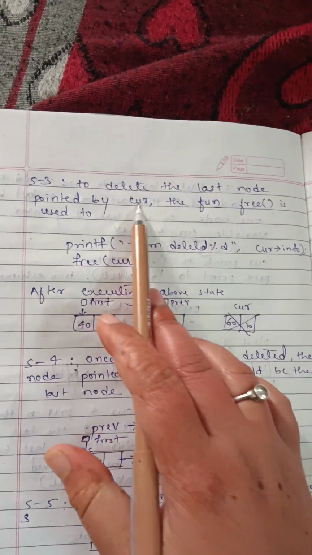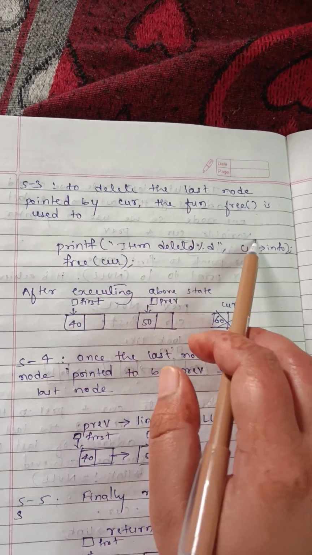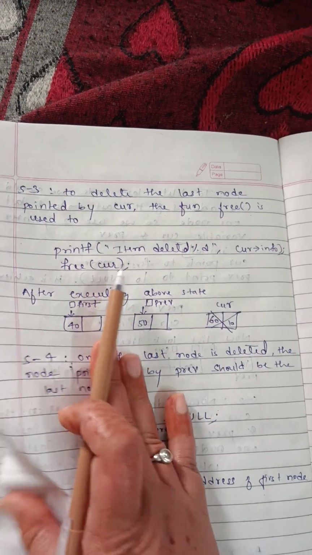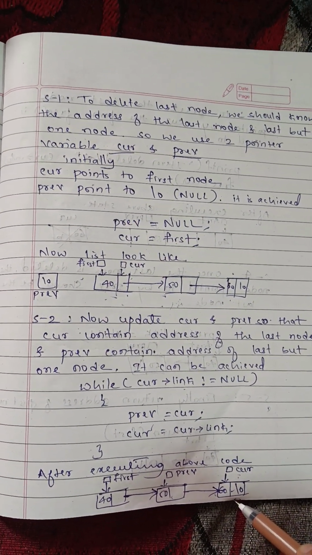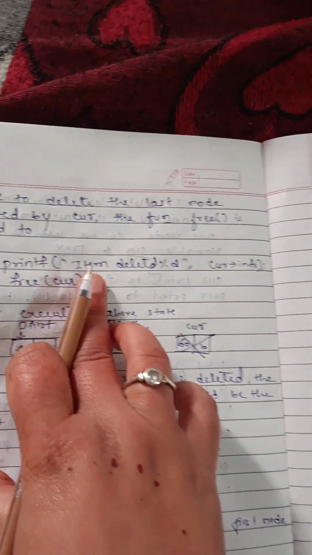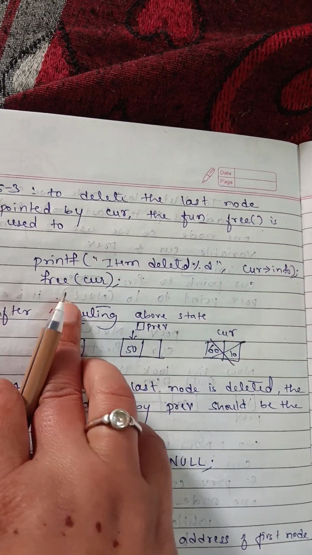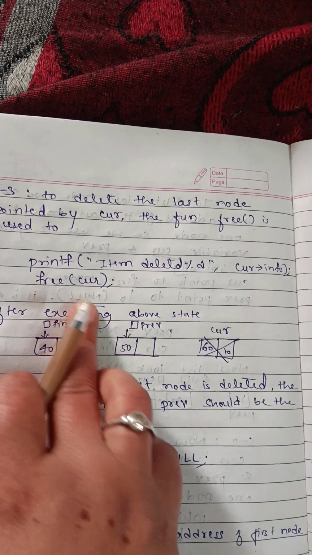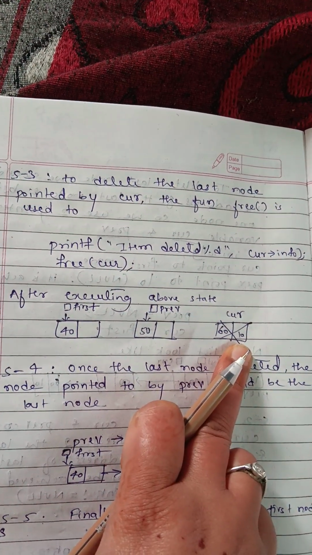What's step 3? To delete the last node pointed to by current, the function free is used. You get up to this point where current of link is equal to null. Then, current of info, free current. Yes, you have freed it. After executing the above statement, the next one will be executed.